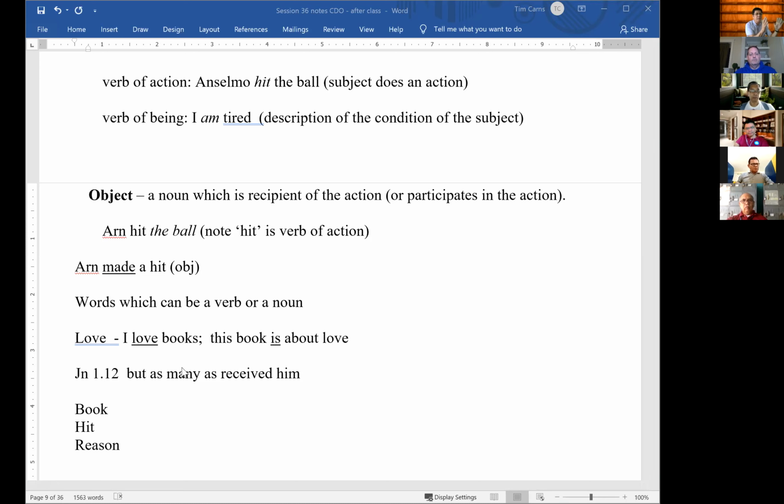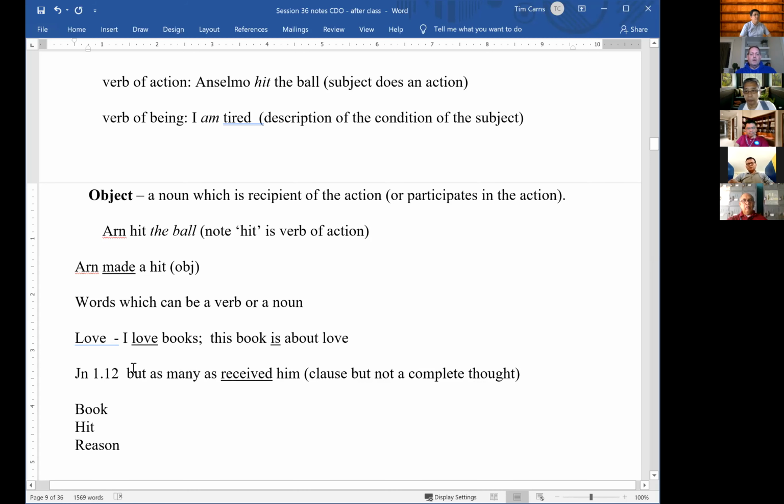Is that a complete sentence or no? It's not a complete sentence, but it is a clause because it does have a verb and a subject. Okay, it has a verb. Yeah, many and receive, right? Okay. So it is a clause, and we're going to look at these in a minute. Clause, but not a complete thought. And we know that because of this, as, but as, many as. That leaves it hanging. It's dependent on something else.